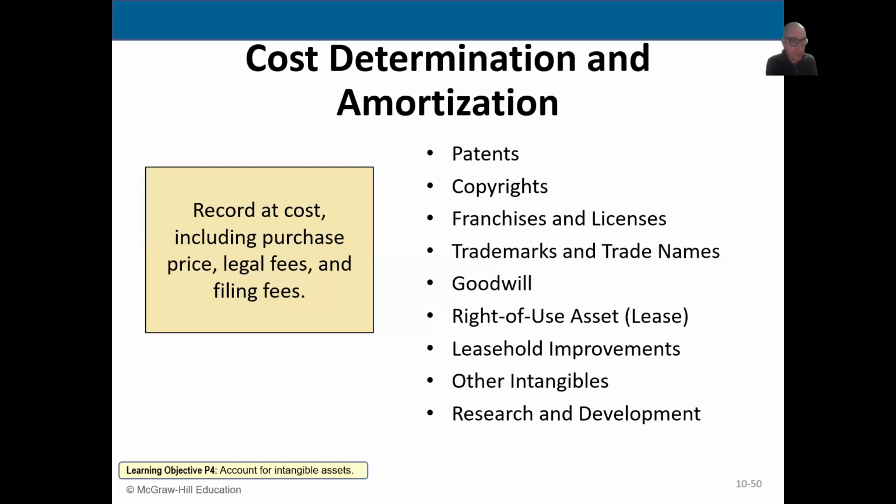There's one on here I want you to kind of know, called goodwill. Goodwill is where a company purchases the rights and other intangible assets of another company. That's called goodwill. We'll talk more about this in the future. I just want to let you know what it is because sometimes that question comes in.